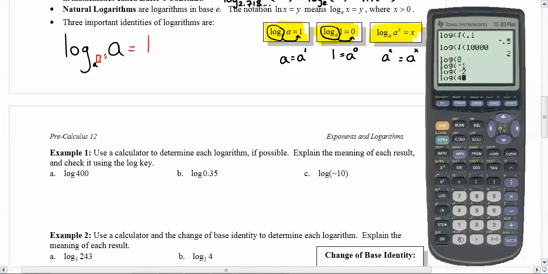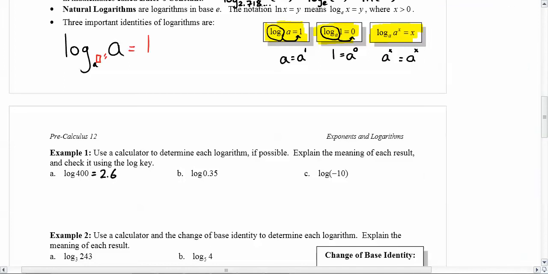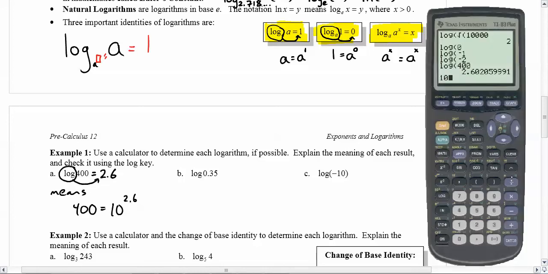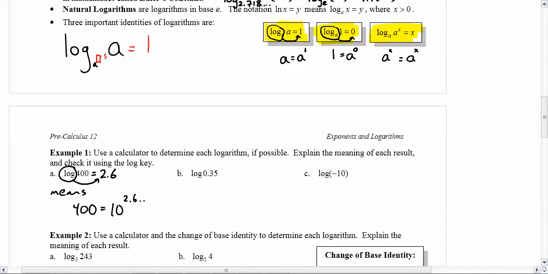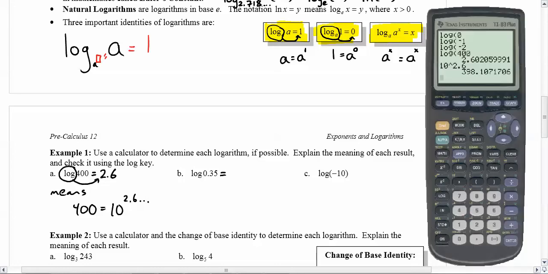Log of 400 is 2.6. If we rearrange that equation, that means that 400 is the same as 10 to the power of 2.6. So if we did 10 to the power of 2.6, we get pretty close to 400. Just need to keep all the decimals to get exactly there. Log of 0.35 is negative.